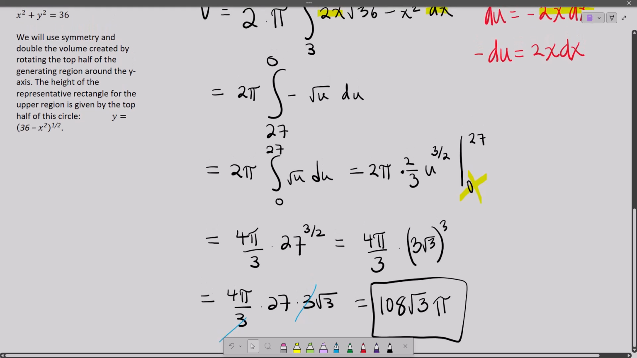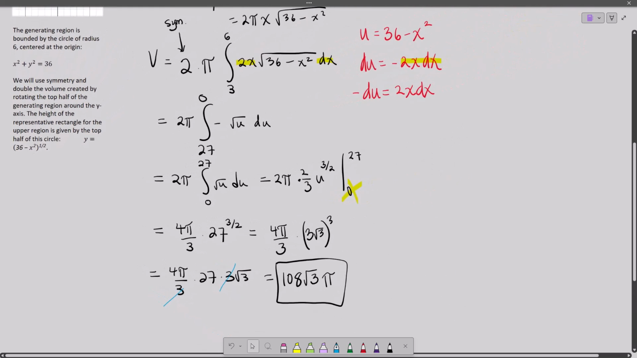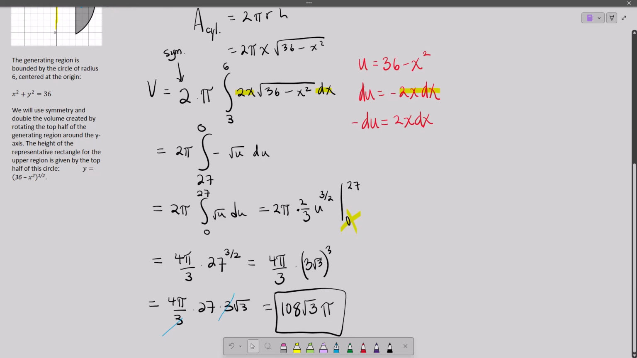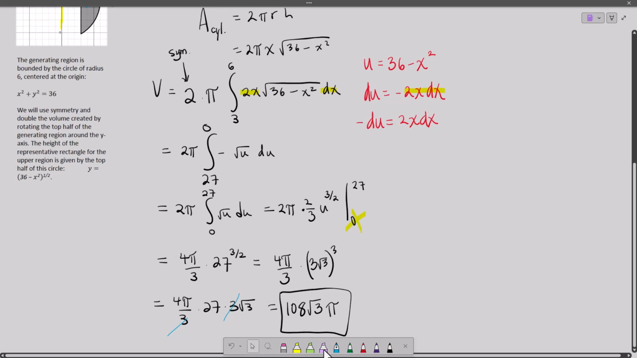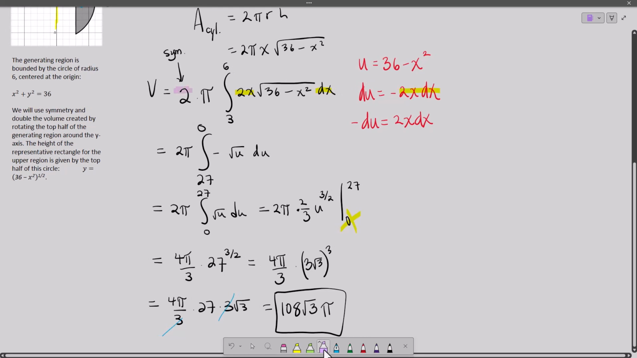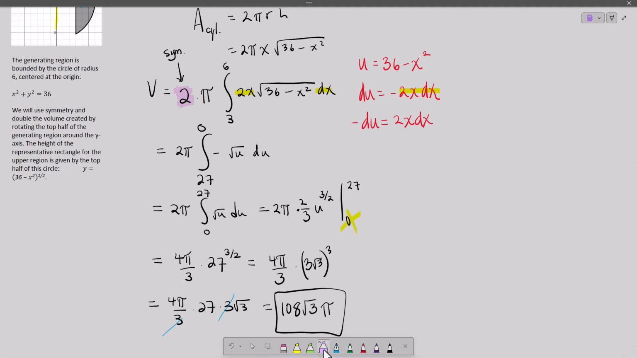All right, questions on any of the pieces? Yeah, I got a question. Where did you double it for the symmetry? So that 2 right here is the symmetry. This 2 pi x is what came from above. So this 2 pi x is right there.